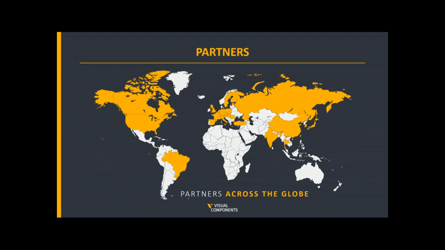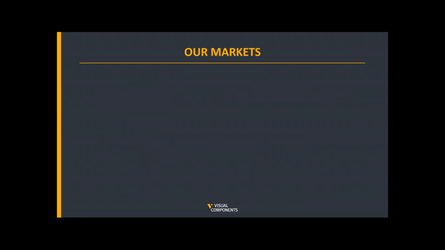Here you can see a map, and with the yellow color you can see the countries where we actually have partners. So maybe you can also find your country there, and this is just to let you know that local support is available. A few words about our markets.